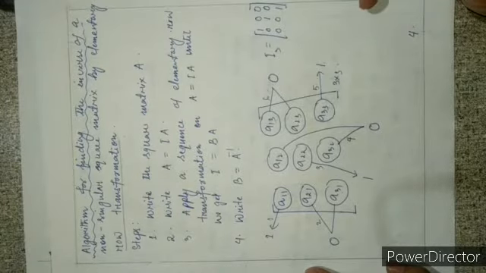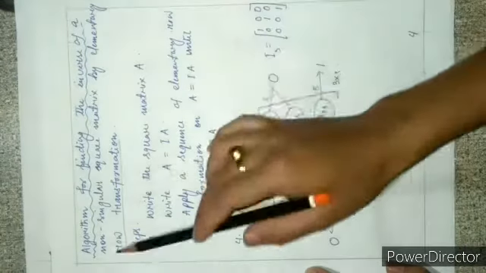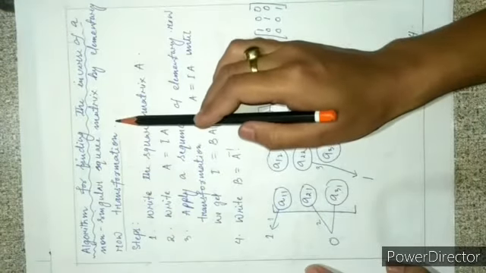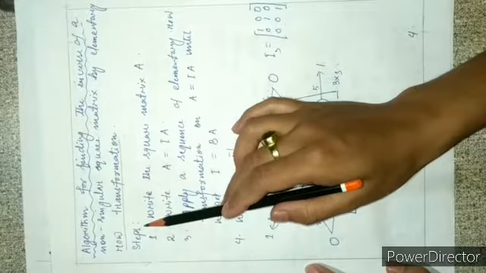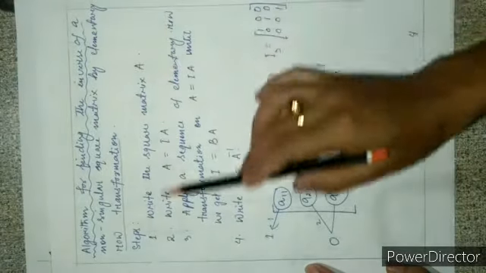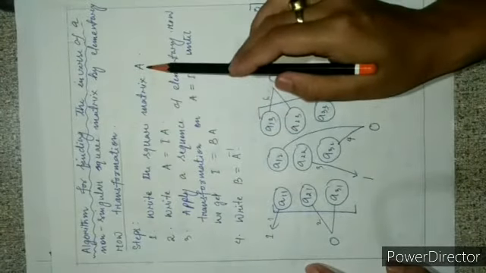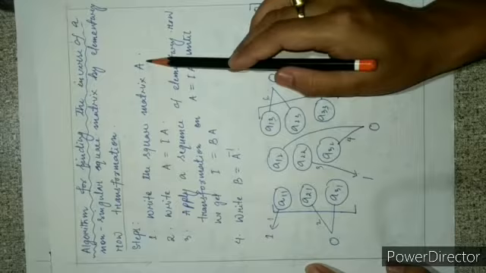We can find the inverse of a non-singular square matrix by two methods. Number 1, row transformation, and number 2, column transformation. And the first operation is row transformation. The important steps are: number 1, write the square matrix A. The square matrix A means let the given matrix be represented by the square matrix A.